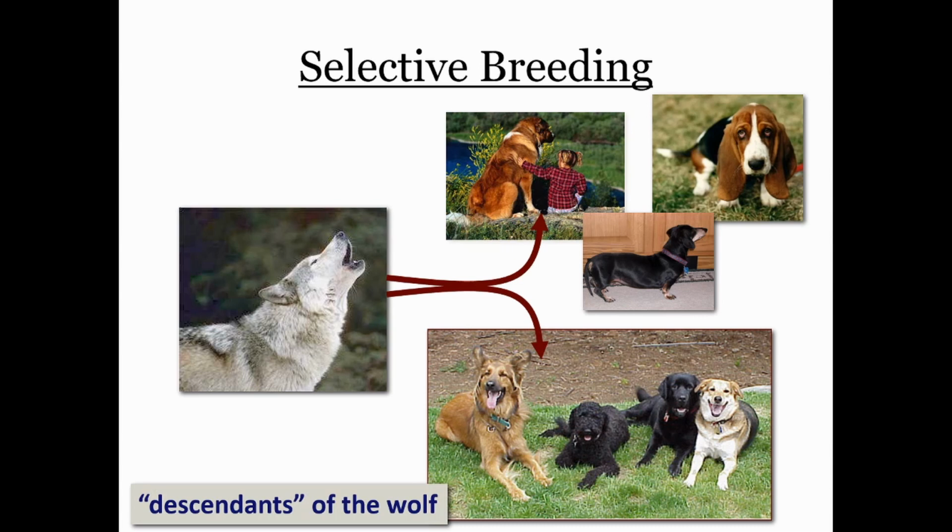Something like a Chihuahua would not have happened naturally. That is most definitely something that happened because we stepped in and selectively bred these animals until we got to that point.